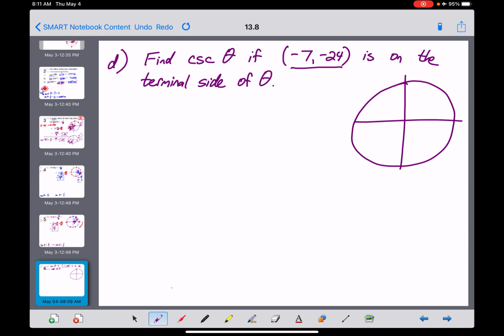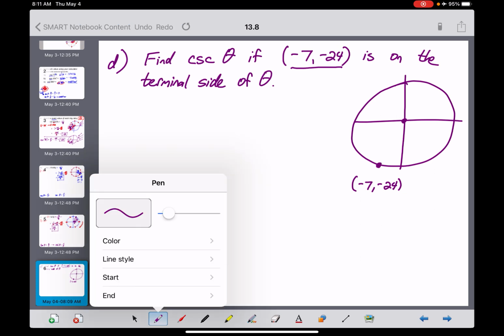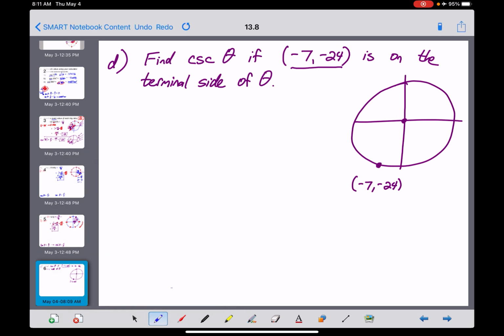Now, 24 is a lot bigger than 7, so I'm guessing that point might be located roughly right about here. Let me label that. Negative 7, negative 24. We're definitely in the third quadrant. Now, just like always, I'm going to switch to blue here. Just like always, we draw our radius right here, and we draw an altitude always back to the x-axis, and here's your right angle. Now, we already know the coordinates of 2 of the sides of this right triangle. The horizontal component is x, that's negative 7, and the vertical component is y, that's negative 24.